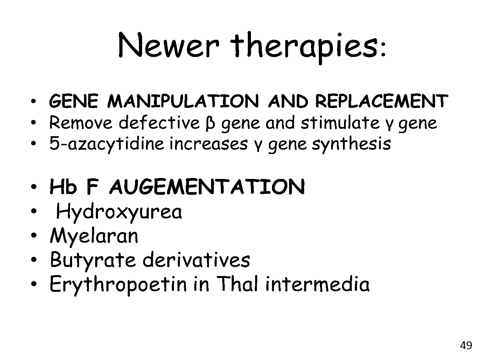There are some newer therapies in the pipeline. We can do gene manipulation and replacement. By this method we can remove defective beta genes and stimulate gamma genes. We can use 5-azacytidine that increases gamma gene synthesis. We can augment HbF by certain drugs like hydroxyurea, myelin, butyrate derivatives, and erythropoietin in thalassemia intermedia.